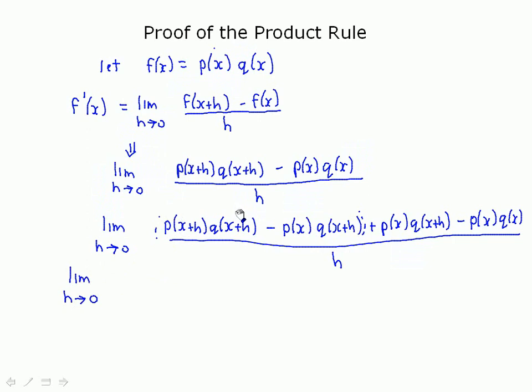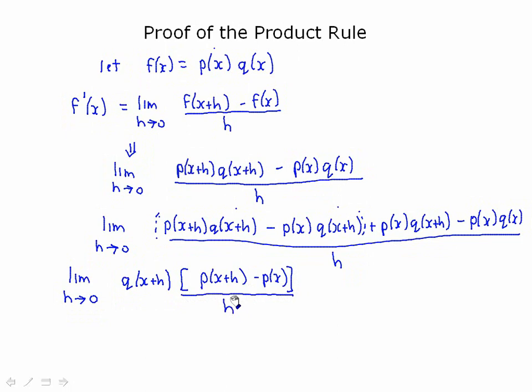First off, the first grouping of 2, you'll see that you have a common factor of q at x plus h. So I'm going to factor out that q at x plus h from those first 2 terms. And that will leave me with p at x plus h minus p at x. And all this is going to be over top of h. So that's the first grouping.